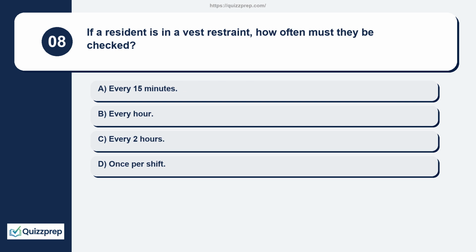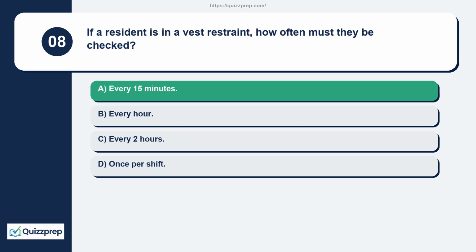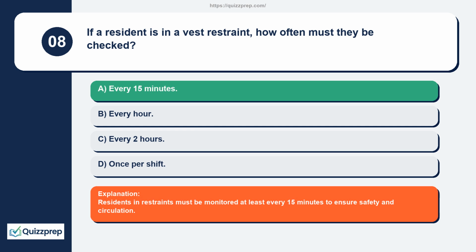Question 8. If a resident is in a vest restraint, how often must they be checked? Every 15 minutes. Every hour. Every 2 hours. Once per shift. Residents in restraints must be monitored at least every 15 minutes to ensure safety and circulation.